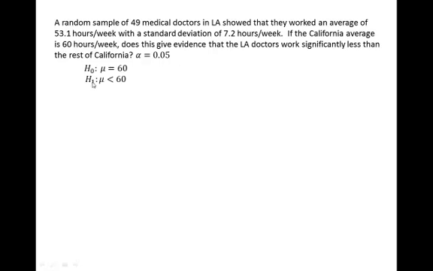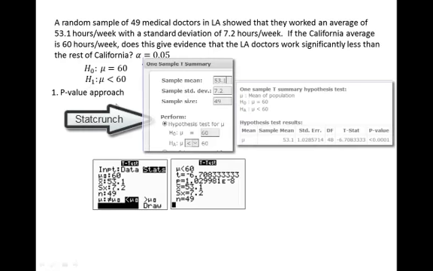Our alternative hypothesis: does the given evidence state that LA doctors work significantly less? So this is a left tail test, and the numbers are always the same, 60 and 60. So if we're doing the p-value approach, we have one sample mean. We're going to use the t-test, and mu sub 0 always comes from the null hypothesis. X bar is our sample mean. So from a random sample of 49 doctors, in our sample, they worked 53.1 hours with a standard deviation of 7.2. We select left tail test, and here are our results.